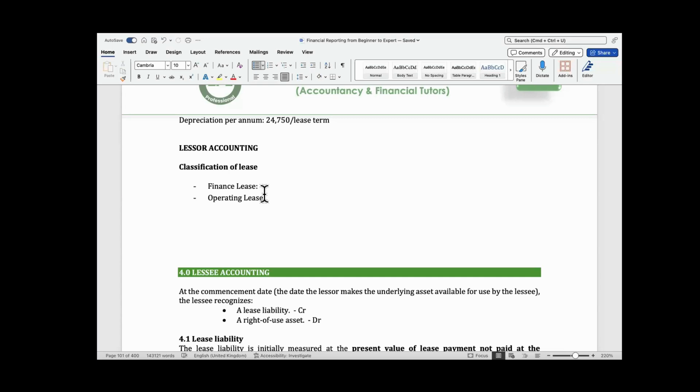Can I try? Yes, please, Oliver. Okay, good evening. Good evening. I think for finance lease, it's a kind of lease that at the end of the leasing period, the asset is transferred to the lessee. But for operating lease, the assets still remain the property of the lessor. The finance lease, the assets at the end of the lease would automatically belong to the lessee. Good idea.